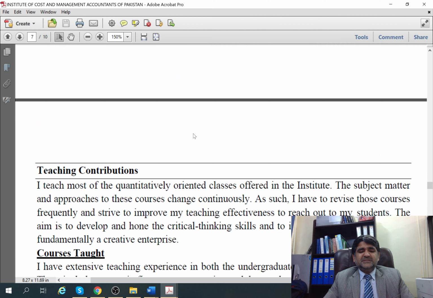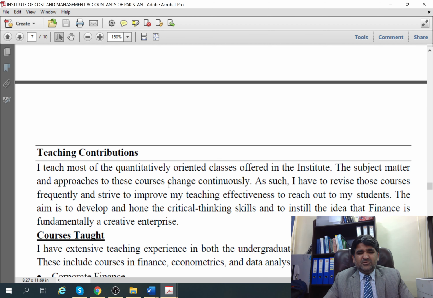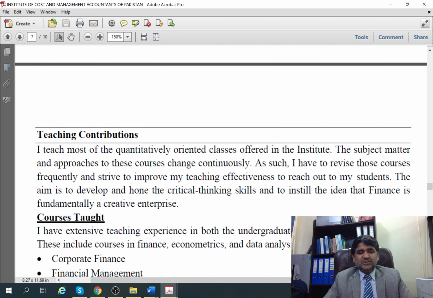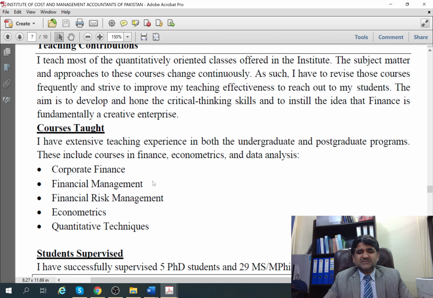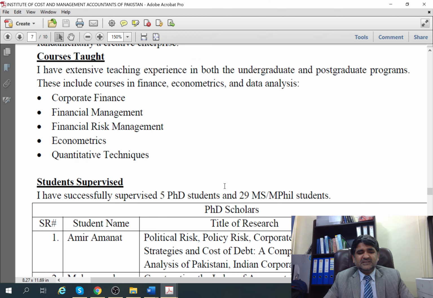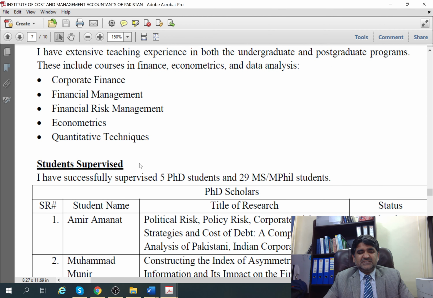Then the third major pillar is teaching contribution. Important. Here you have to write 1 or 2 paragraphs with a brief profile, a brief summary of your teaching, your research, and your teaching methodology. You can mention the courses which you have taught and at which level. Then teaching and research, which is also an important part.